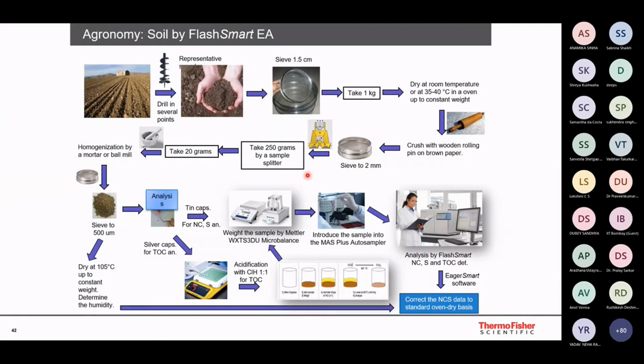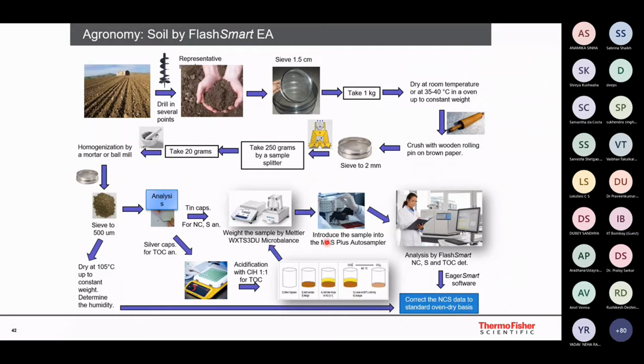Now in agronomy, that is in soil samples, the same as with coal samples, homogeneity is very important. A homogeneous sample is required. Dry it, pass it through a mesh sieve of 2 mm size, then again crush it with a mortar or ball mill, and then you can use the fine powder for the analysis.